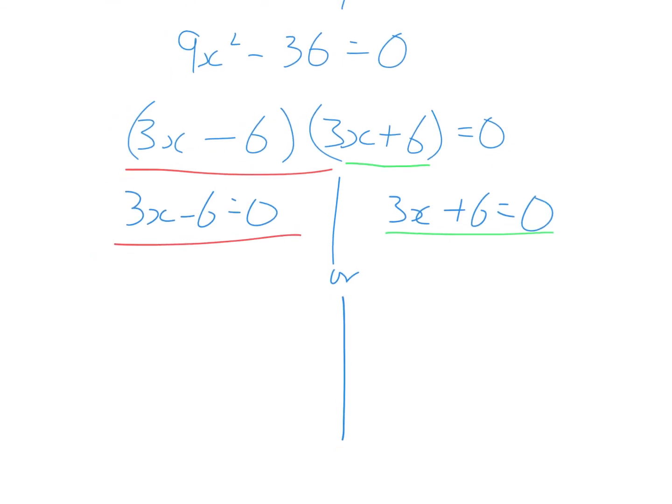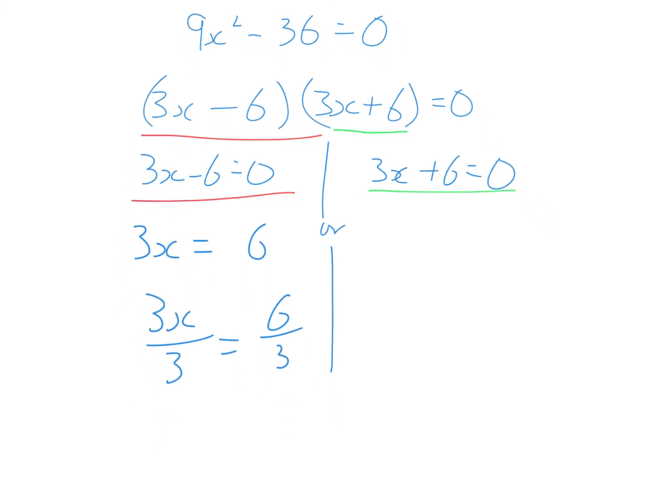So technique is going to be pretty similar to last time. Keep the x terms on the left, the normal terms on the right. When minus 6 goes over to the right here, it becomes plus 6. Then to get rid of the 3 and just find out what x is, we're going to divide both sides by 3. So 3x divided by 3 cancels and we're just left with x. 6 divided by 3 is 2. That's our first solution. We know what x is.